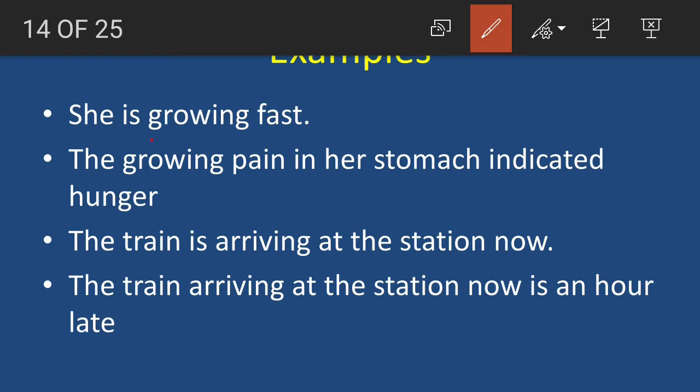She is growing fast. Now see the word growing. The growing pain in her stomach indicated hunger. Now you can see in both these sentences the word growing is used. Now can you tell me what is the difference? Now see the sentence number one. We have used here 'is' before the ing form of the verb. So this is a verb which shows the tense. So when the ing form of the verb is used with to be verbs, then it functions as a verb.